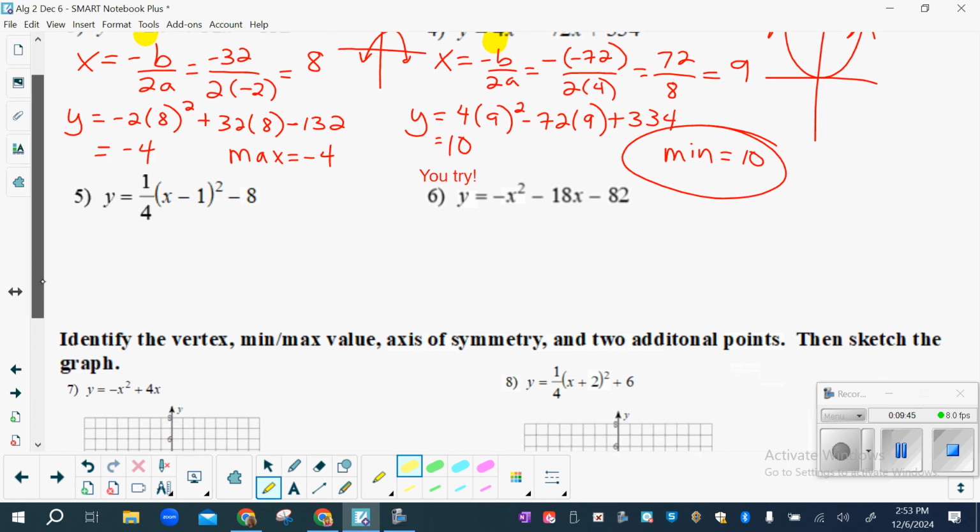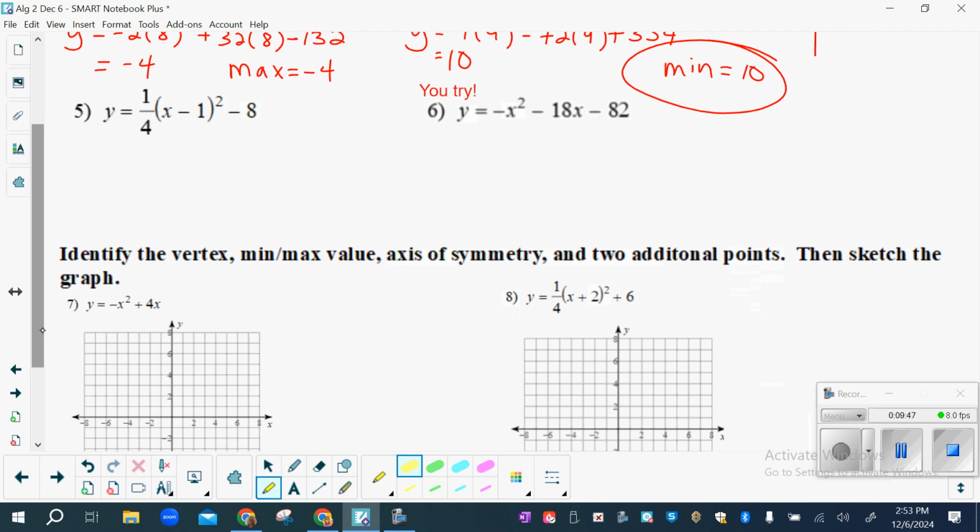Okay, number 5. What form is that one called? Vertex form. So what's our vertex? 1, -8. So this is nice. We don't have to find out what that vertex is. We can just look at it and see. Is this going to be facing upward or downward? Upward, because this A is positive.